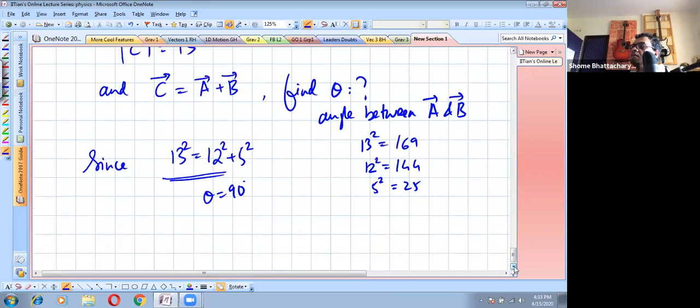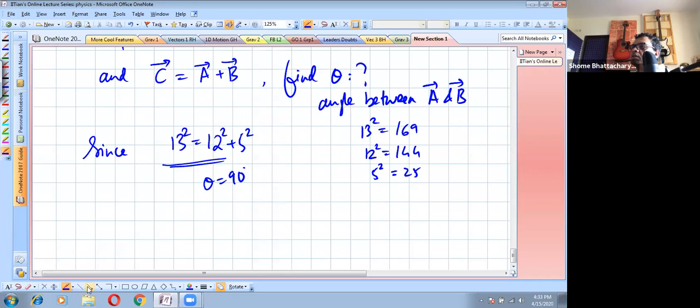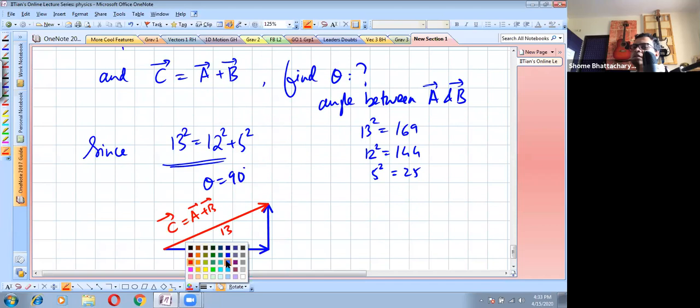Or geometrically, your diagram should be looking like this. If this is the vector A of 12, and this is the vector B, comparatively a bit smaller, but perpendicular, of 5, then your resultant vector will have to be like this, of 13. So in our particular case, this is the vector C, which is A plus B, and its magnitude is 13, because the angle between A and B is 90, and their individual magnitudes are 12 and 5.